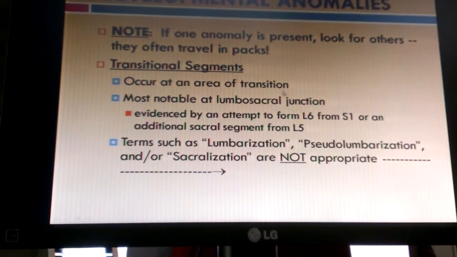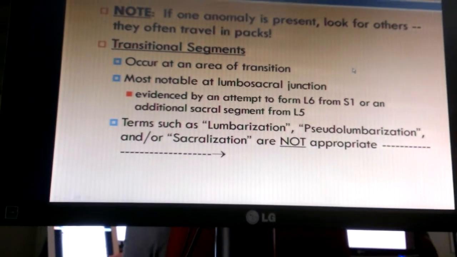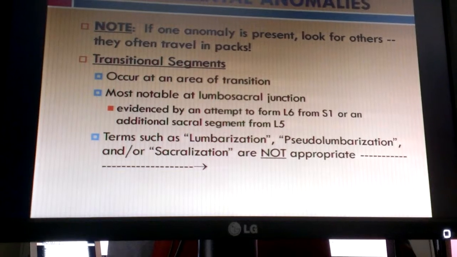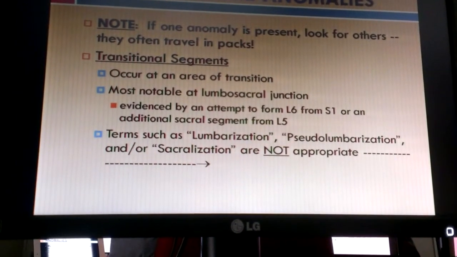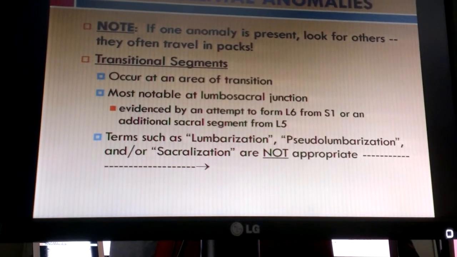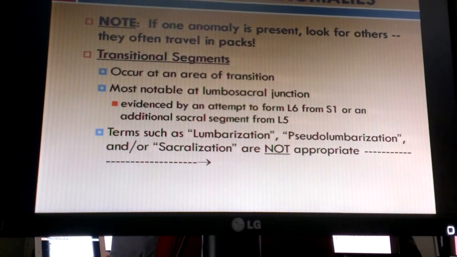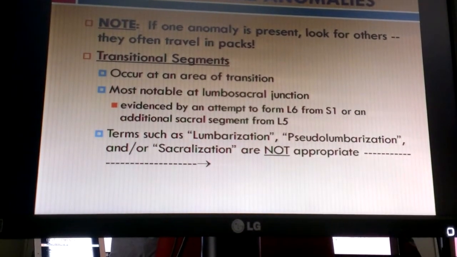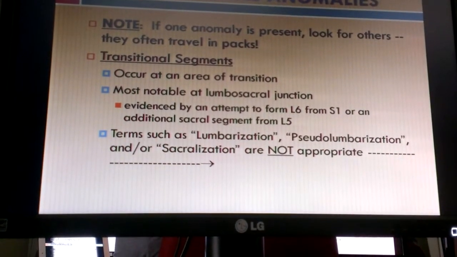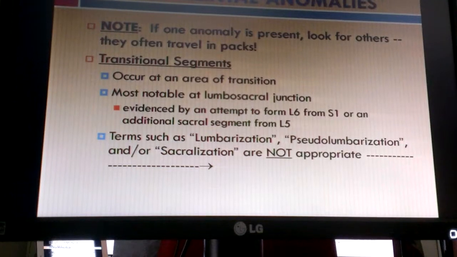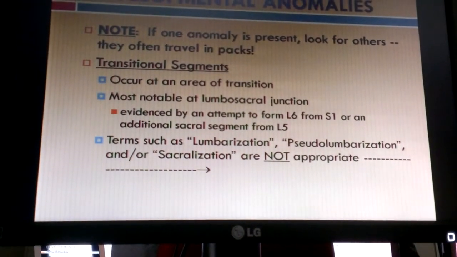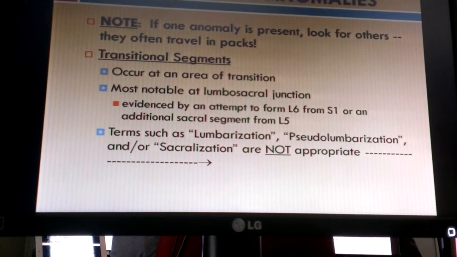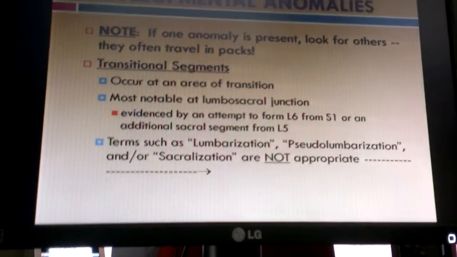Okay, so transitional segments. We said that we're not going to use words like lumbarization, sacralization, or pseudo-lumbarization. I've been known to use quasi. Anyhow, we just say a transitional lumbosacral segment, and you don't have to say L5 or S1. And I think it's important to say with or without functional accessory articulations, right? And if there's just one articulation where the spatulated transverse is articulating with the ala of the sacrum, then you would indicate that it's right sided. And you might want to indicate that the other side is fused or not fused.